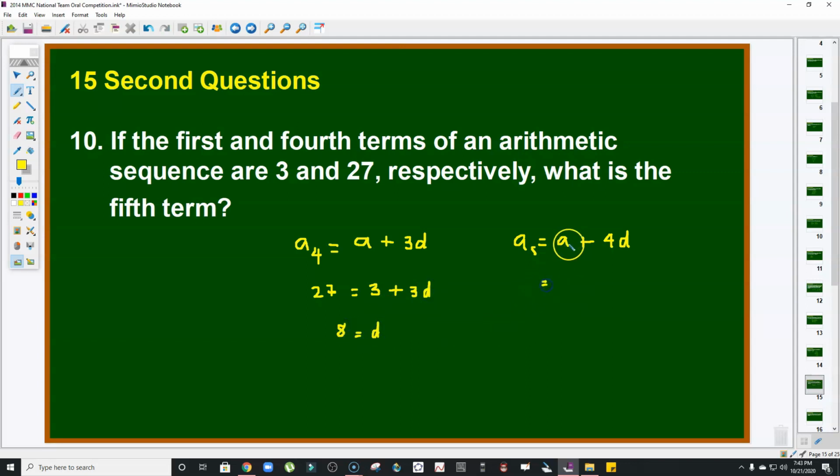Then that's it. So, the first term is given. Okay, this is 4 times 8. So, therefore, the fifth term is simply 35. Okay?